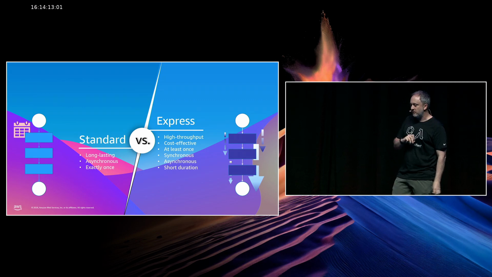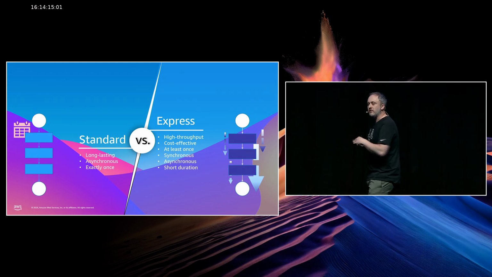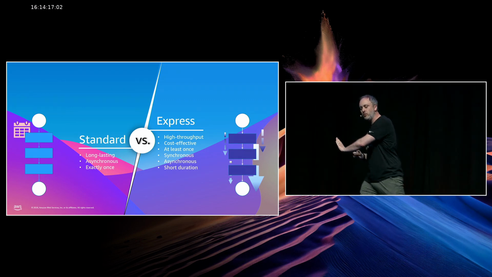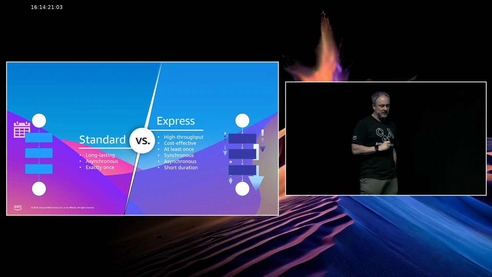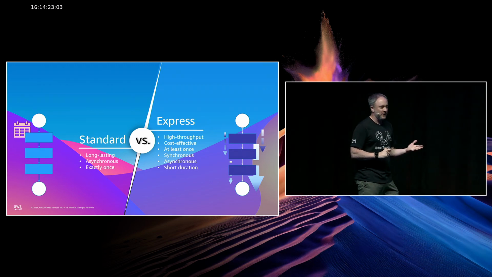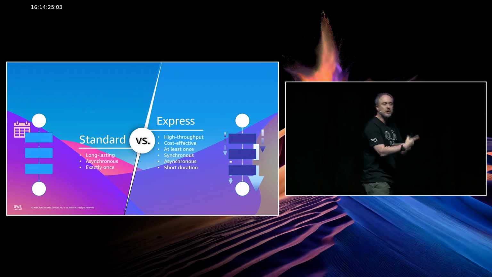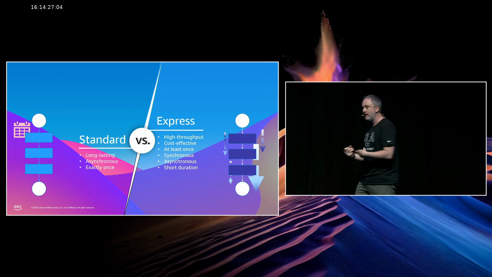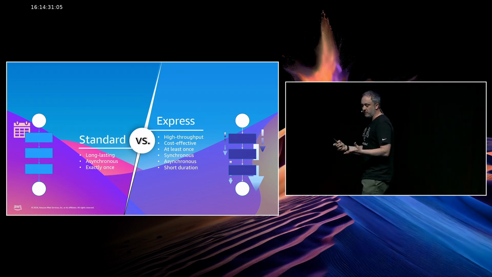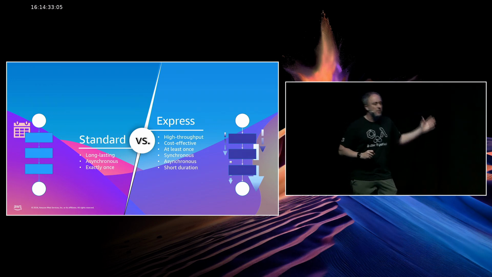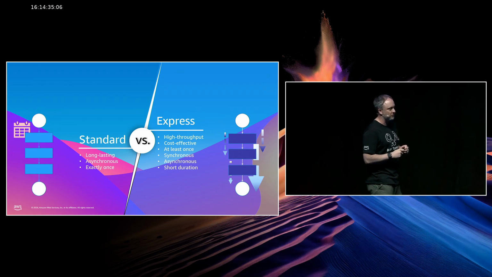Express workflows have a much higher throughput, so they transition through those states much more quickly. They have a totally different billing model, which I'll explain next. They have an at-least-once execution, so that means you can get duplicate invocations with the same input. So you have to make sure your express workflows are idempotent, which means if you run it with the same input, it'll always produce the same results.